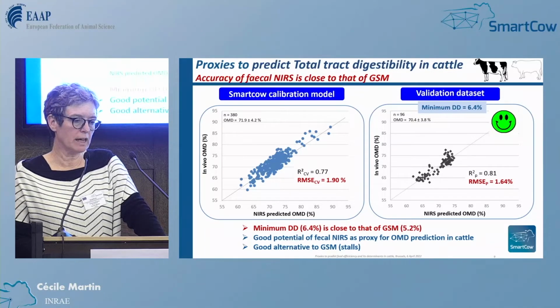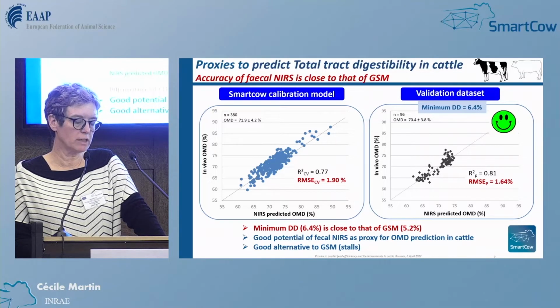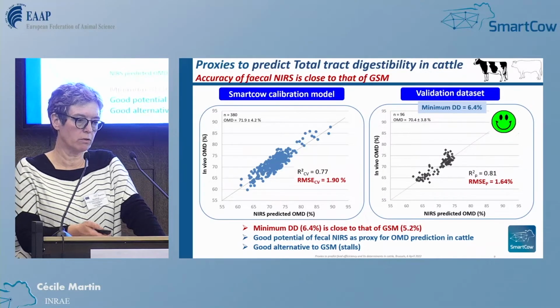So fecal NIRS has good potential as a proxy to predict organic matter digestibility in cattle, and it's also a good alternative to the gold standard method using stalls, which are constraining for the animal.